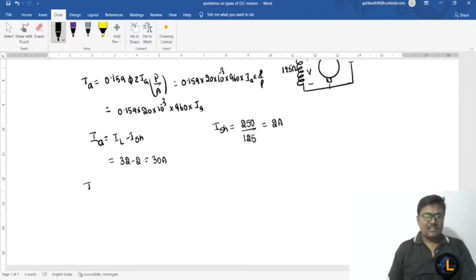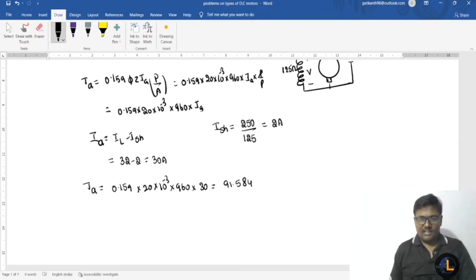What is the armature torque now? Armature torque is equal to 0.159 into 20 into 10 to the power of minus 3, 960 into 30. So if you are using a calculator, then you will get 91.584 Newton meter.